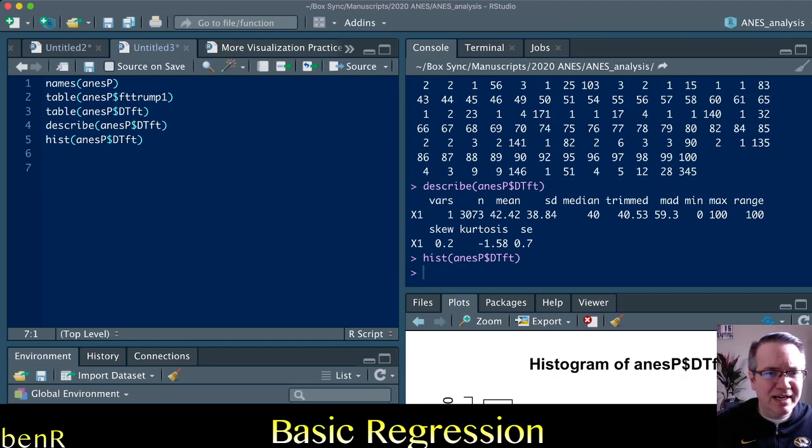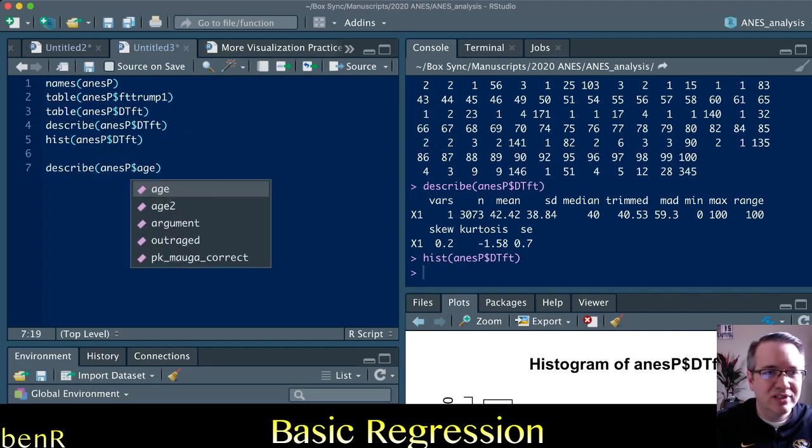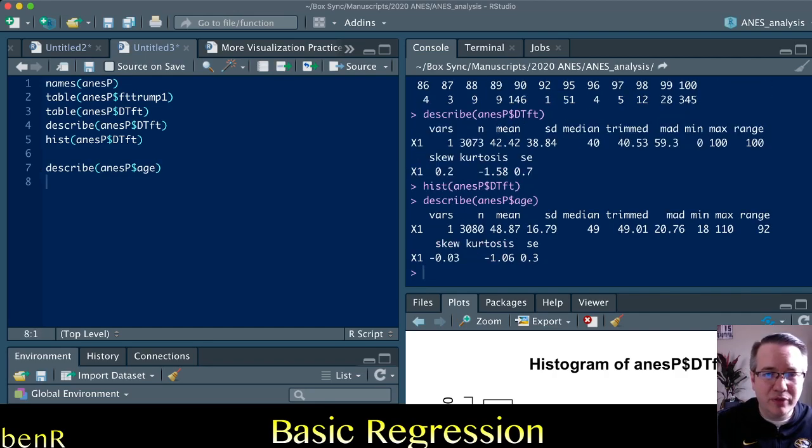Now, let's look at age. So we can describe anesP age. The describe function is useful for a lot of reasons. You'll see that we have 380 people here. Those 7 missing folks in the feeling thermometer score, we do have an age for them. When we run the model, it'll only include people who have answers to both variables, so it'll only be out of 3,073.